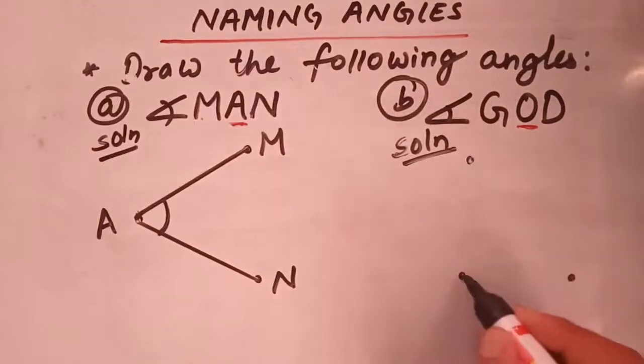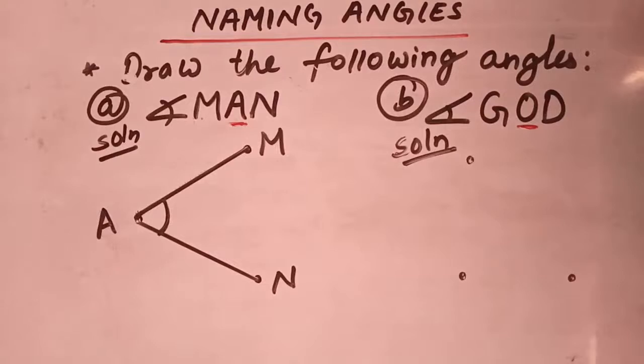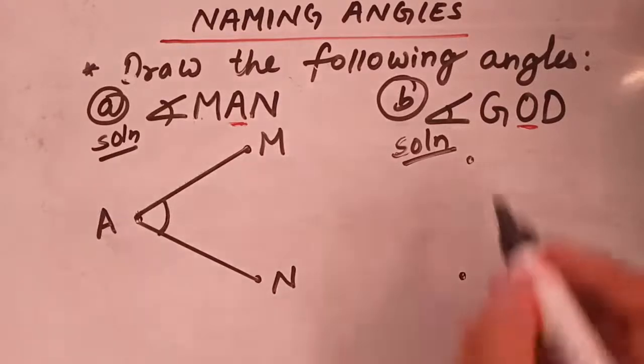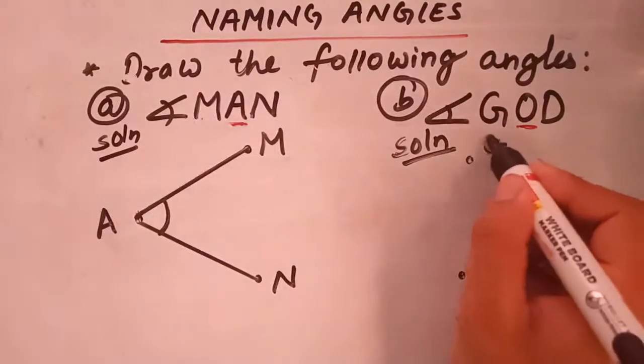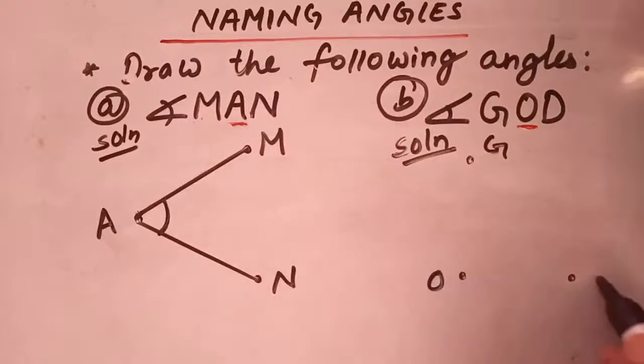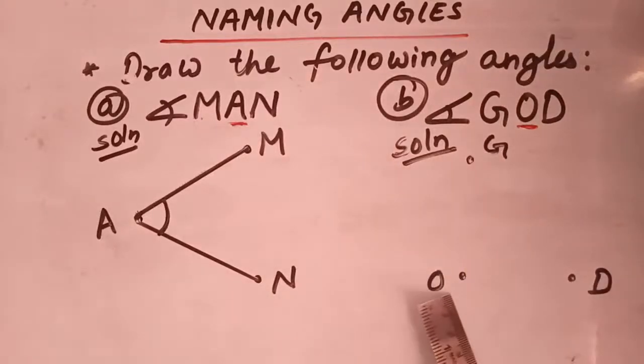Here I mark 3 dots. Let's name it GOD. As we know, our vertex is O. Now we will extend the line from G up to O and D up to O.